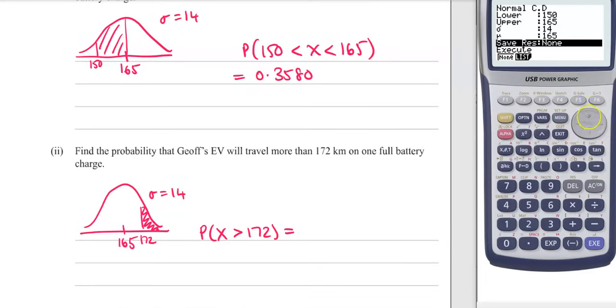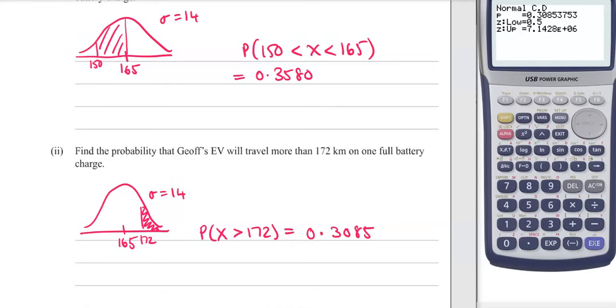Okay, so back to here. This time our lower limit is 172, and our upper limit is just something very, very big, because the normal distribution carries on infinitely towards that right-hand tail. We haven't changed sigma or the mean, so now we can put that in and we get 0.3085.